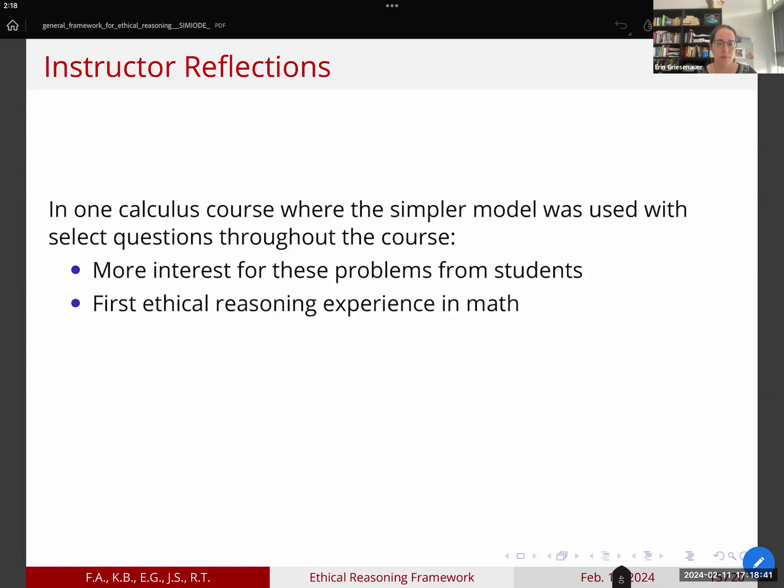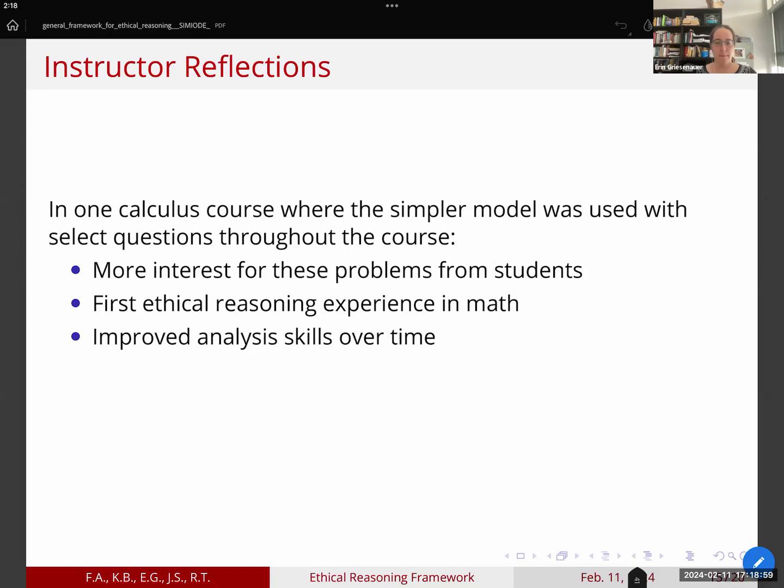Most students indicated that this course was the first time they had any ethical reasoning experience in a math course. They'd never thought about ethical reasoning in a math course, which maybe isn't so surprising given the way we were all educated.